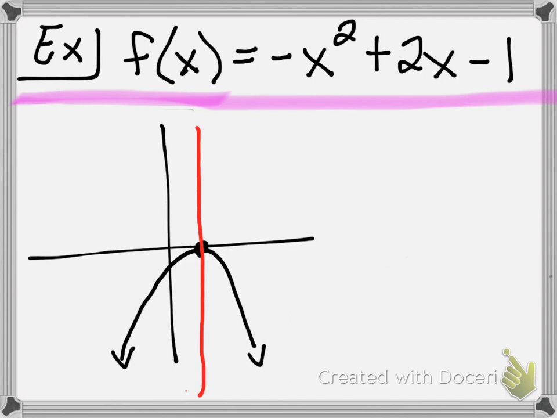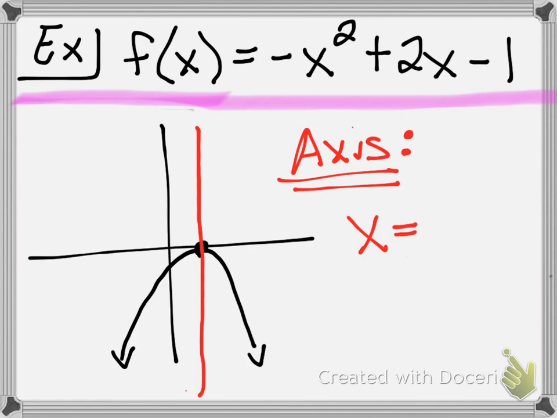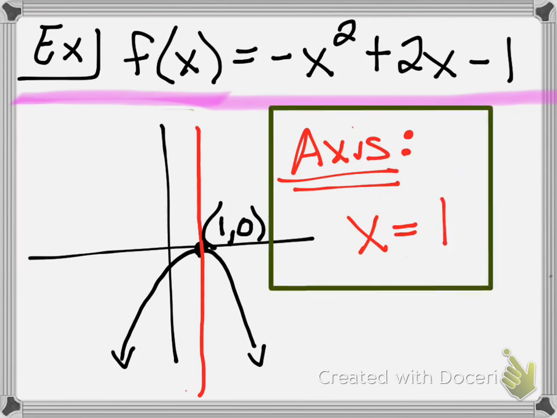Now, that means the axis of symmetry is vertical, so we know it's going to be x equals a number. Now, our vertex was 1, 0, meaning our axis of symmetry is going to be x equals 1. And that's all you have to do for that review question.